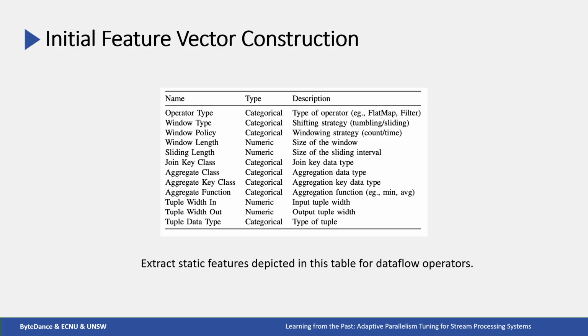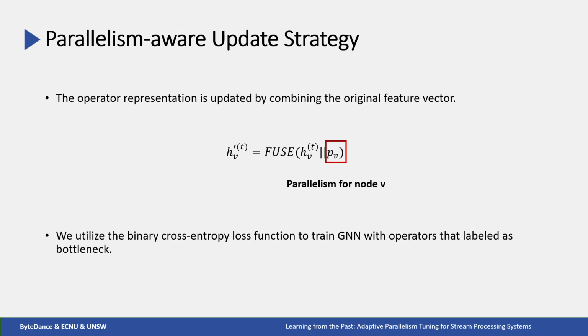Please note that for each operator in the DAG, the initial feature vector is constructed by embedding static attributes of the operator. These attributes, shown in the table, include type-related features, resource usage metrics, and topological features. We employ a parallelism-aware update strategy to incorporate candidate parallelism into the embedding. The operator representation is updated by combining the original feature vector, and we utilize a binary cross entropy loss function to train the encoder with labeled operators.